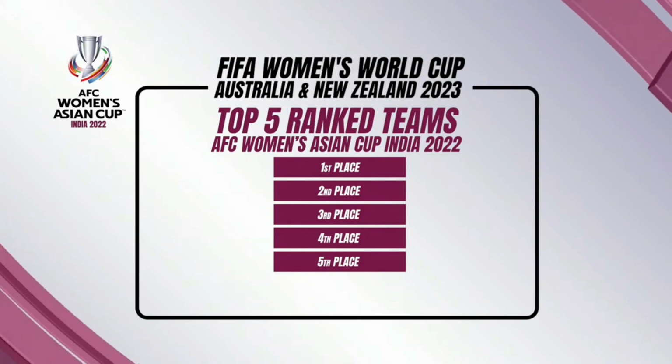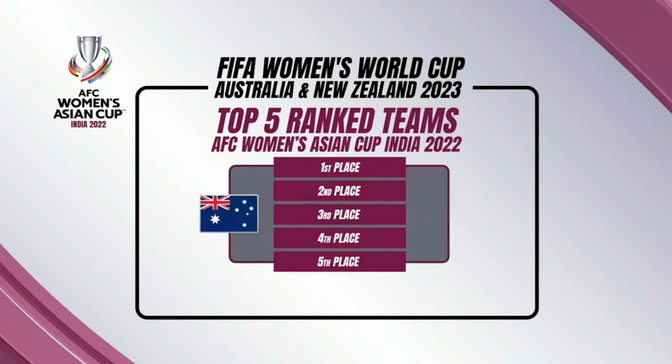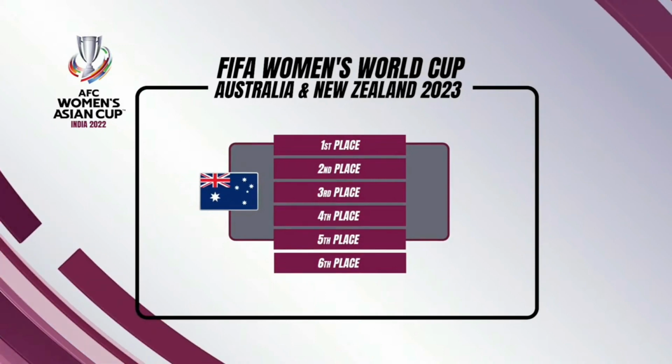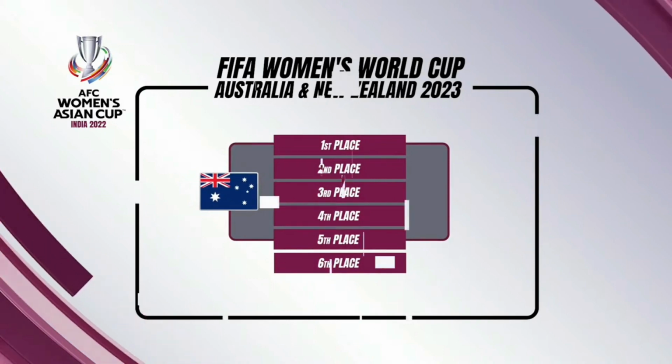In the event that Australia finishes among the top 5 teams of the AFC Women's Asian Cup India 2022, the team ranked 6th will also qualify to the FIFA Women's World Cup Australia and New Zealand 2023.